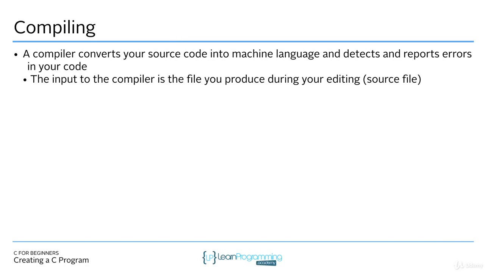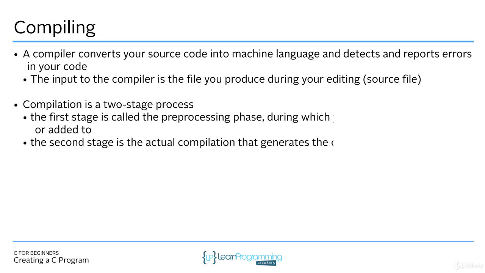Compiling, we know what a compiler does. It just takes that high-level language code and converts it to machine language. And it also detects and finds errors in your code. After you edit your code, you're going to run the compiler. So the input to the compiler is going to be all of your source code, all of your .c files, everything that you're editing. And again, a C program can have many source files. But the input to the compiler are these source files.